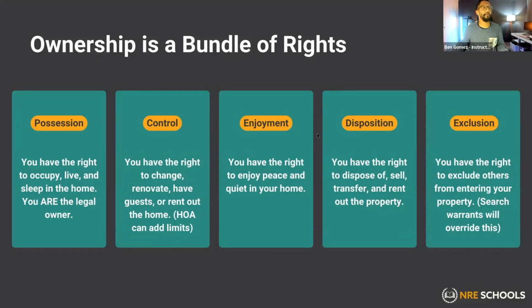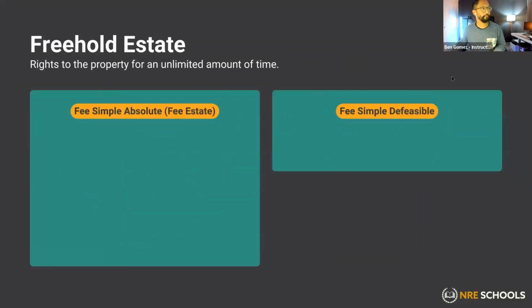P, C, E, D, E. I think I just typed it wrong. I'll come up with a fancy acronym for this: possession, control, enjoyment, disposition. But this is what we want, right? When it comes to ownership and the bundle of rights, I think all this stuff is common sense. This is stuff that we want.